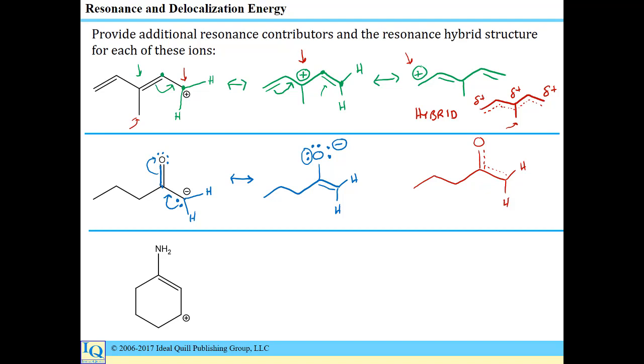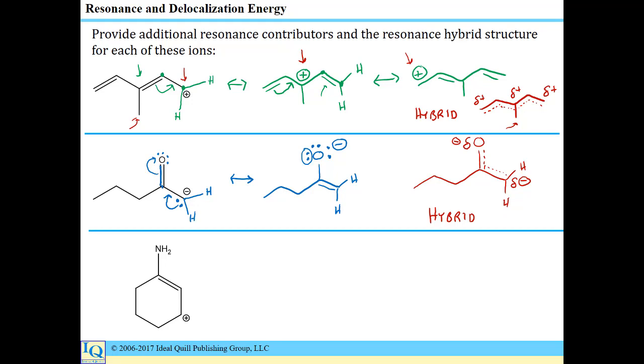And then we have to figure out where the partial occupancy of negative charge would be. In one structure, we have an anionic site on oxygen. In the other, we have an anionic site on carbon. So we fill in those two partial negative charges in those two atoms, and that's our resonance hybrid.